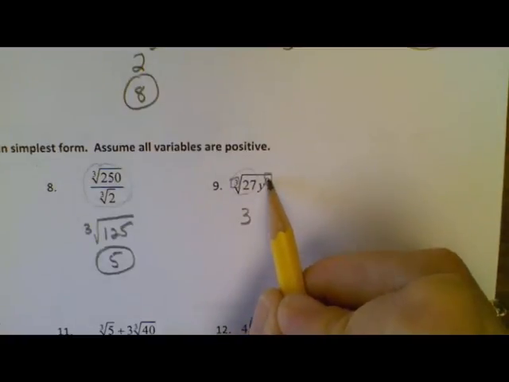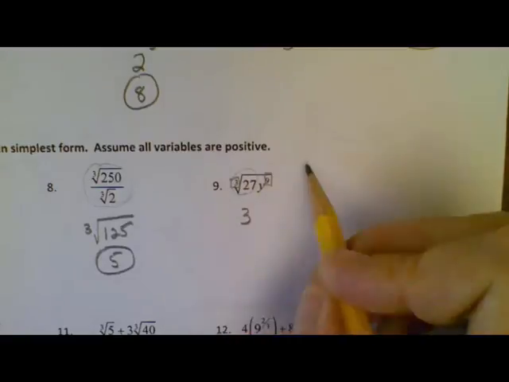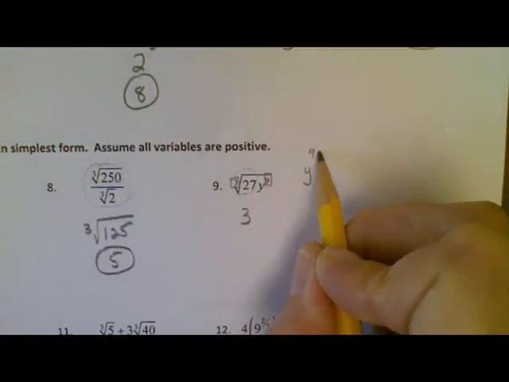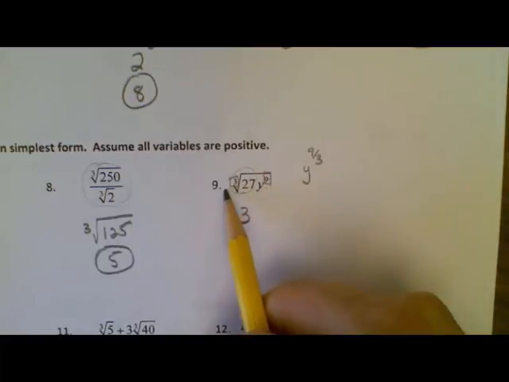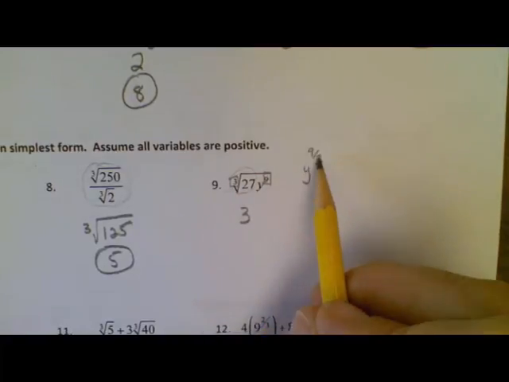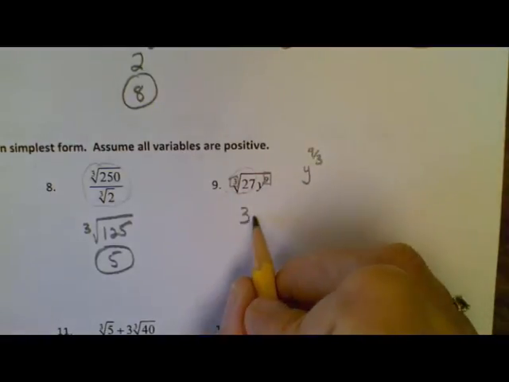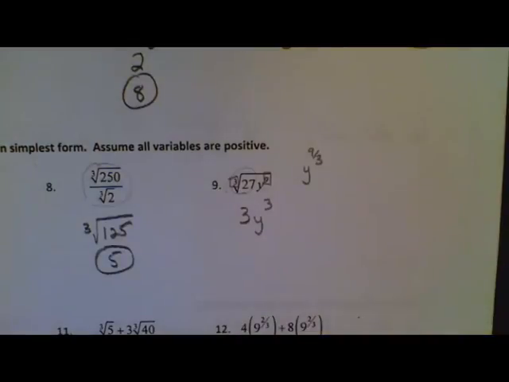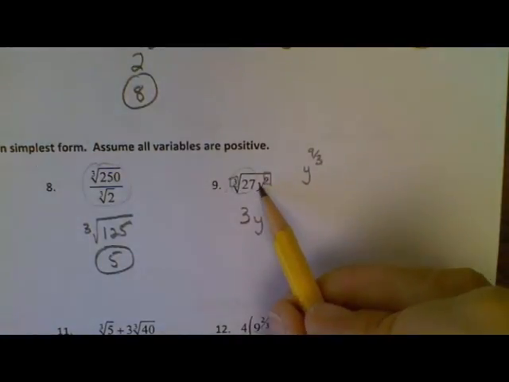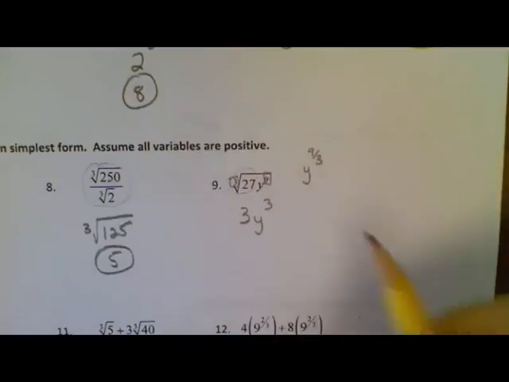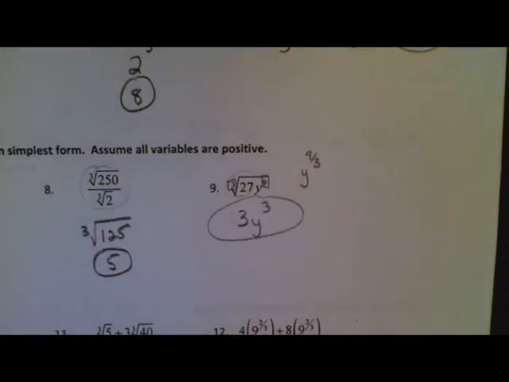Y to the 9th, if I'm going to take the cubed root of it, remember it's like taking y to the 9/3 power if I put it back into exponential. That comes out nicely. 9 divided by 3 is 3. So the cubed root of y to the 9th is y to the 3rd, 9 divided by 3. So that's a perfect cube. Didn't have to do anything else with that.